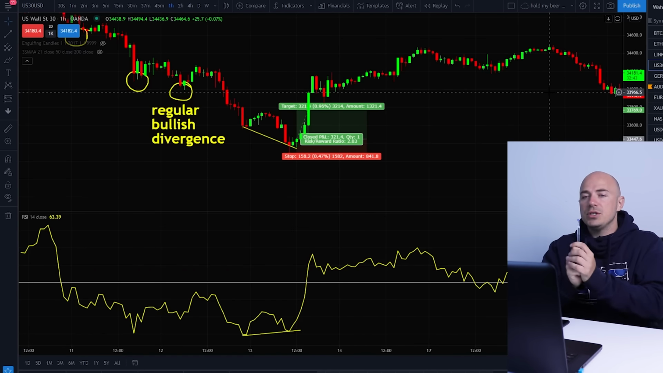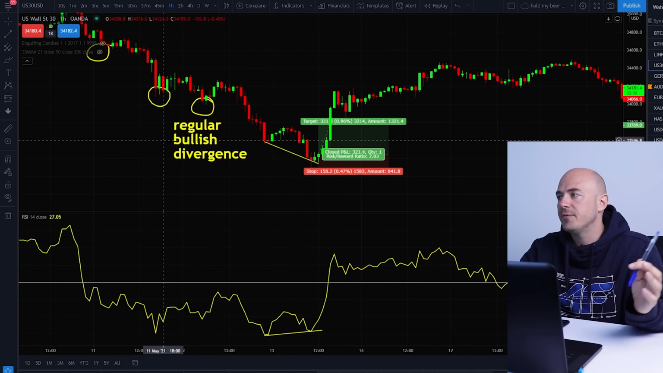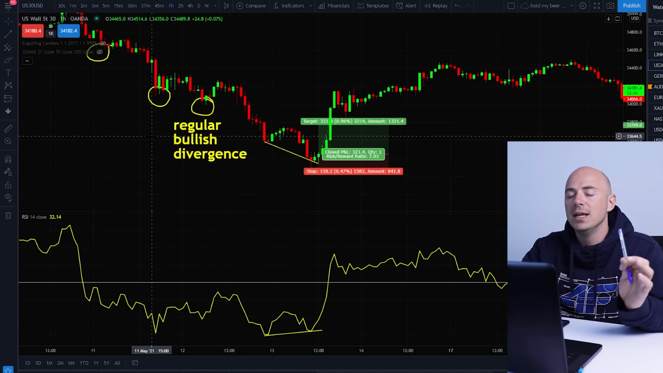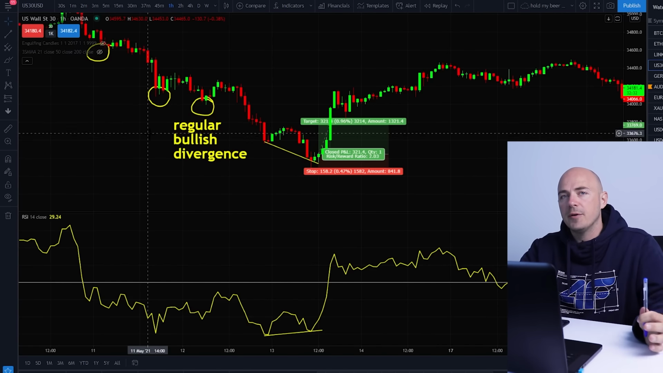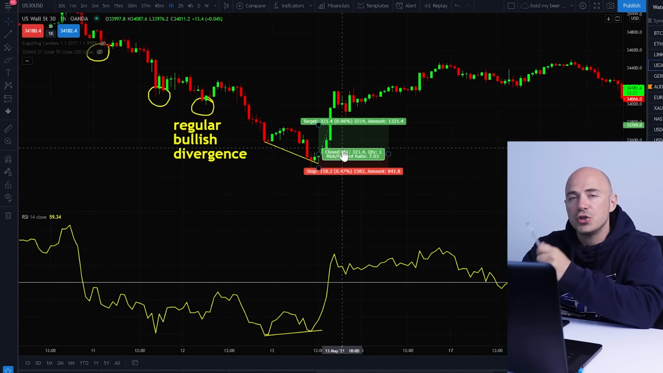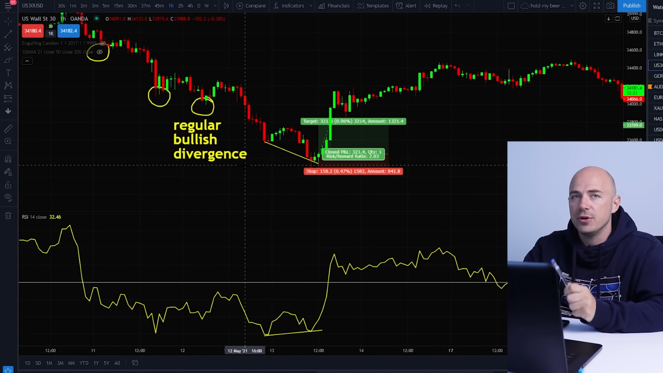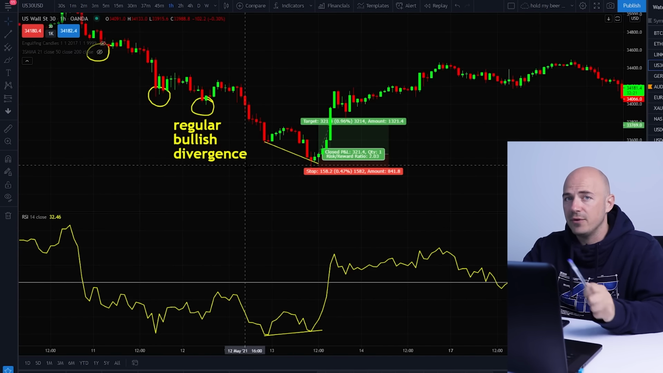Now, when it comes to false signals, this is how you can actually prevent yourself from getting in on a false signal and waiting for more confirmation and more confluence using a trend line on these trend reversal trades. So it's only for the regular bullish divergence or the regular bearish divergence trades.